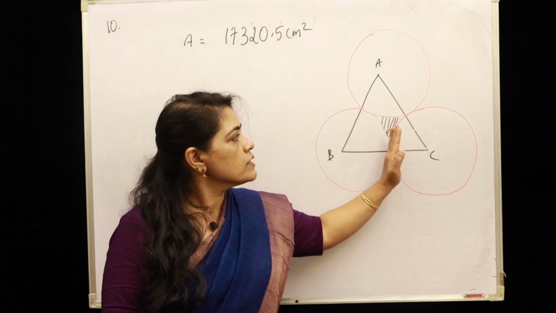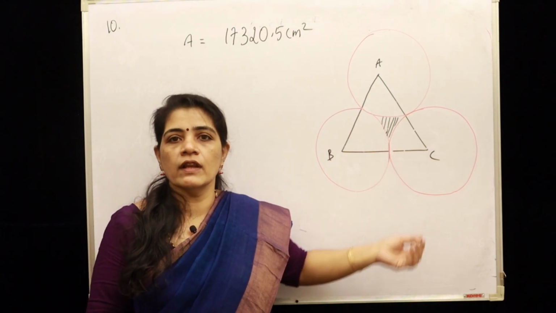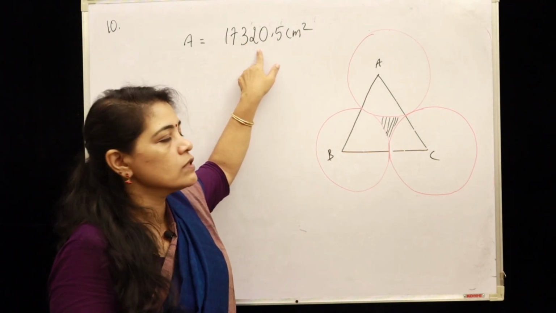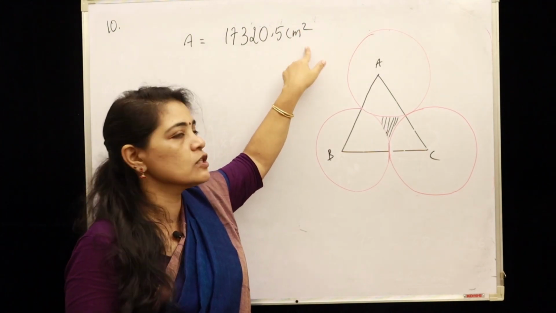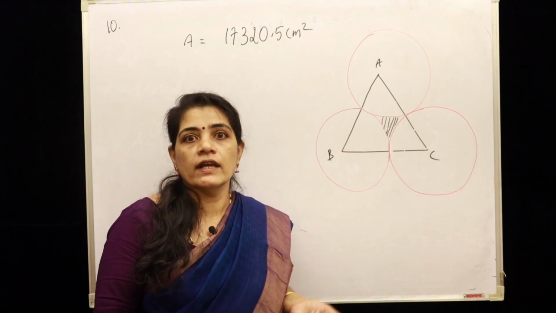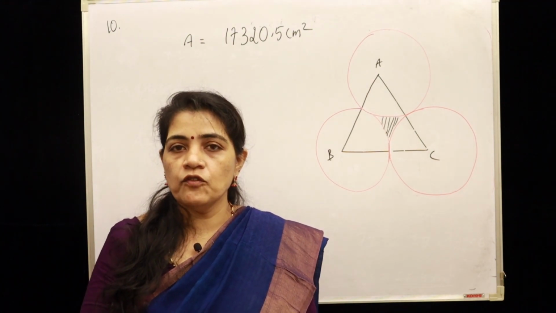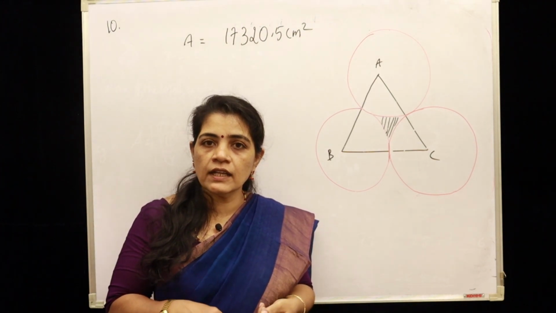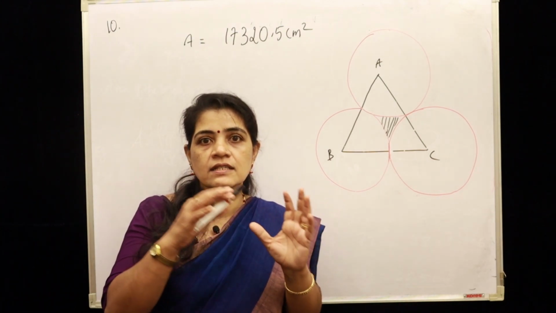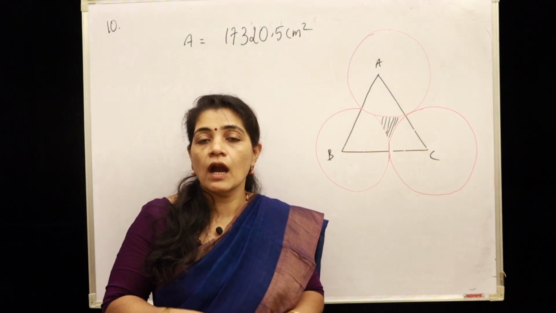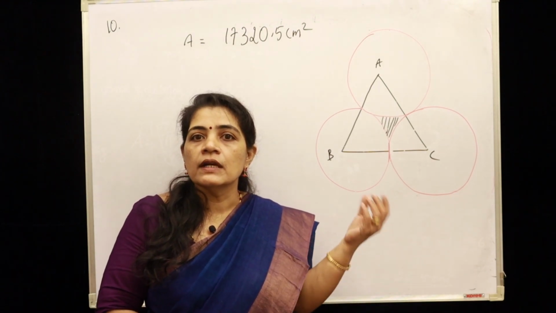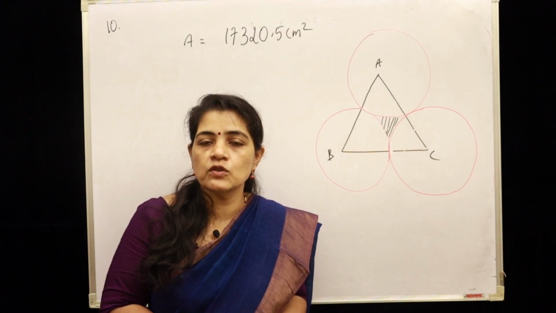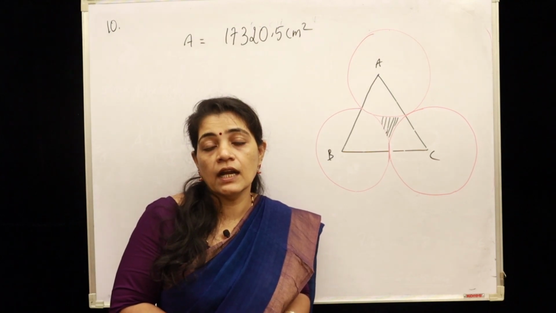And we subtract that from the total area of the equilateral triangle, which is given as 17,320.5 centimeter square. From that we are going to find the radius. In order to find the radius we have to find the side, because the radius is in terms of the side, half of the side will be the radius of the circle, according to the question. So our first aim is to calculate the side of the equilateral triangle.